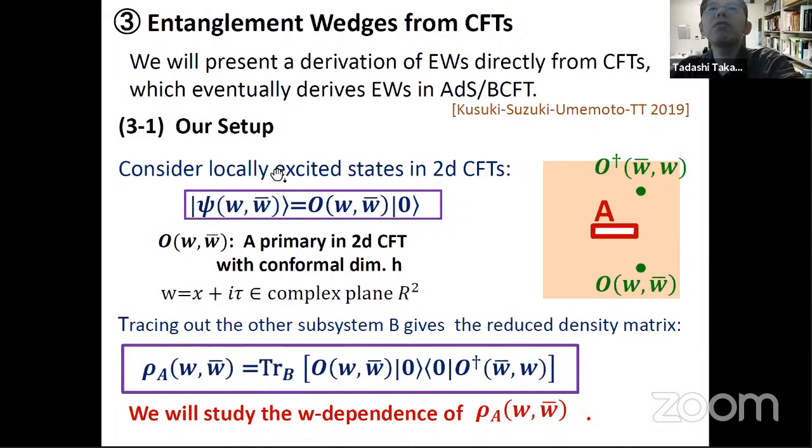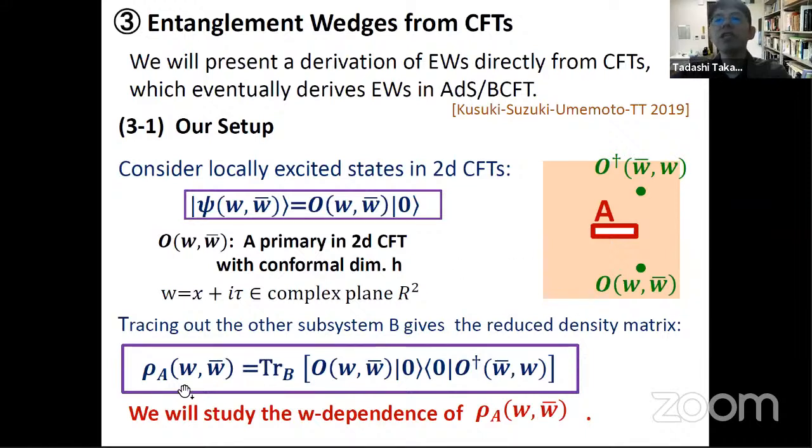So we are talking about the locally excited state. This is a probe; actually, the operator is a probe. So we talk about some local operator excitation O. We put some primary, and the location is important. We call it W. It's a primary in 2D CFT with conformal dimension h. We put some excitation, and we're talking about some subsystem A, tracing out the other region B, and talking about this reduced density matrix rho A.